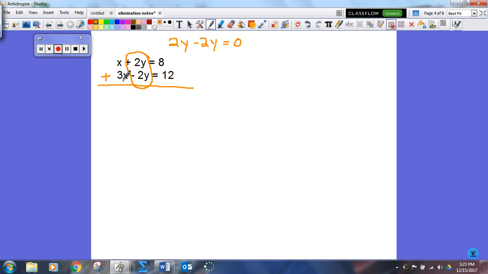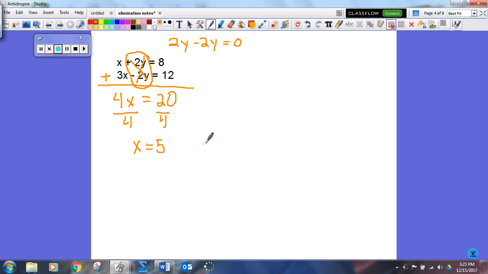So I do x plus 3x, which is 4x. 2y minus 2y equals 0, so those are gone. Bring down my equal sign, equals 20. I can now easily solve for x by dividing both sides by 4, and x equals 5.